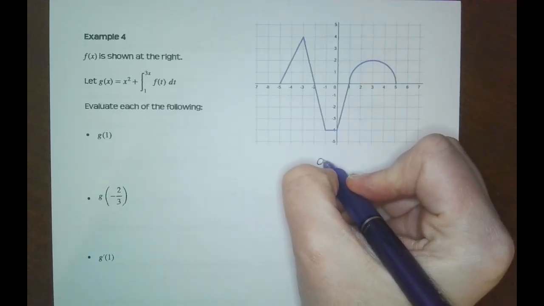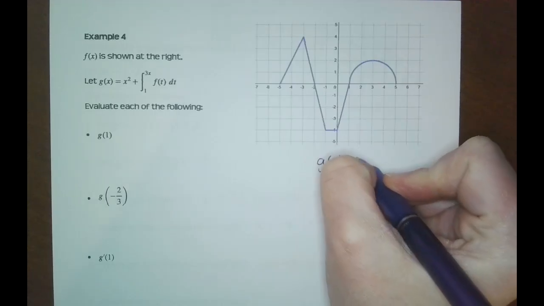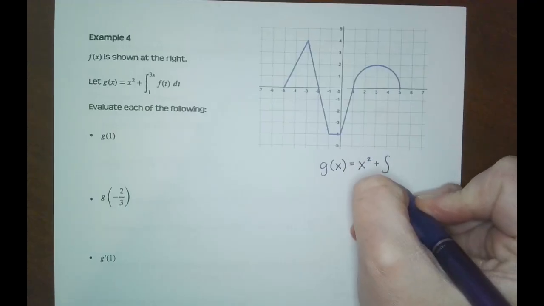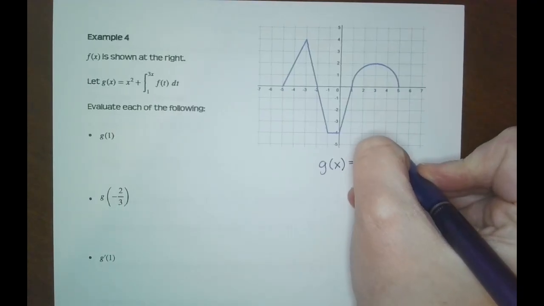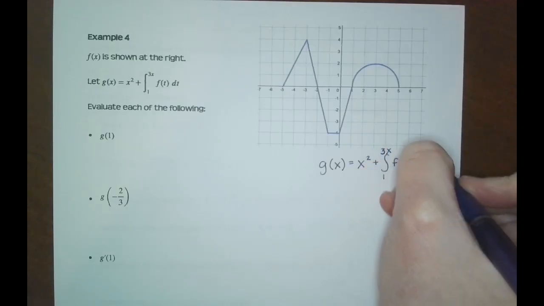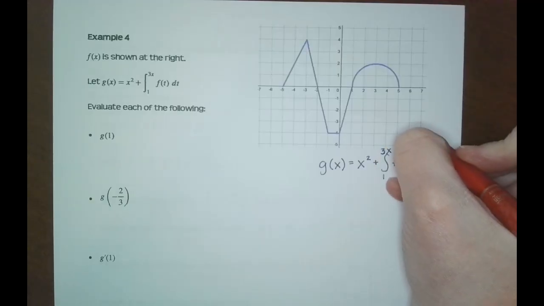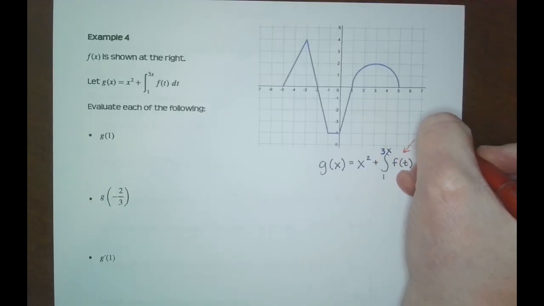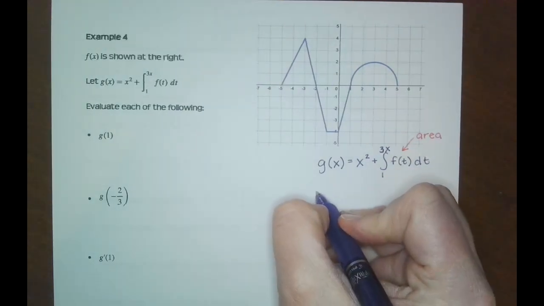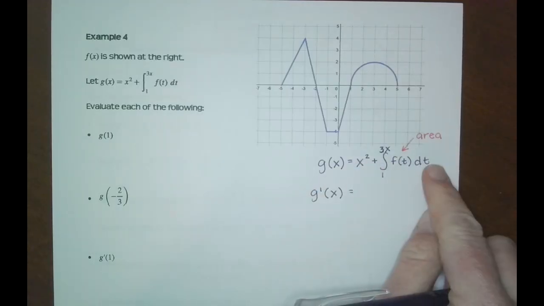And we have our g of x function is an integral function. But we have to keep that x squared in mind, and we have to keep the 3x part in mind. So I'm just recapping the function right now, just so I have it for later. And then if I have to evaluate this part of it, we want to remember that that's really talking about an area, right? An integral is talking about an area. Let's suppose I get asked about g prime.